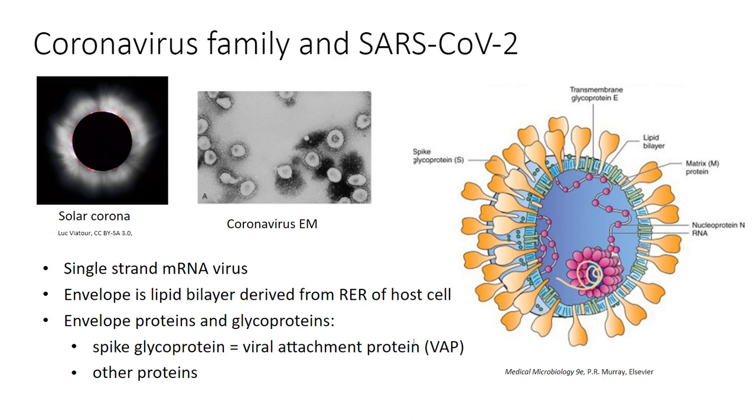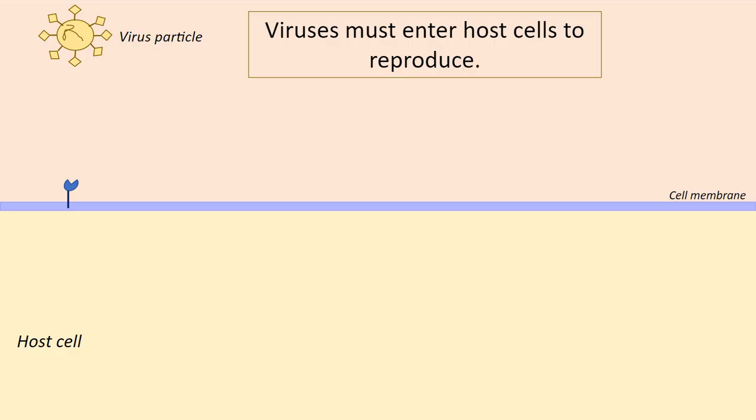And then as the virus is reproducing, it creates its own proteins and glycoproteins. And the one that we will be most interested in is the gold that you see in the picture, the spike glycoprotein. And these are important because they are the attachment proteins. They are how the virus is going to attach to the host cell and get inside. And I'm not going to talk today about the other proteins.